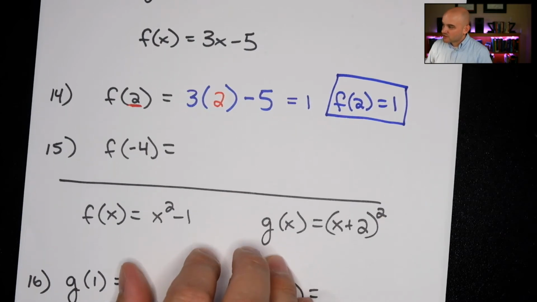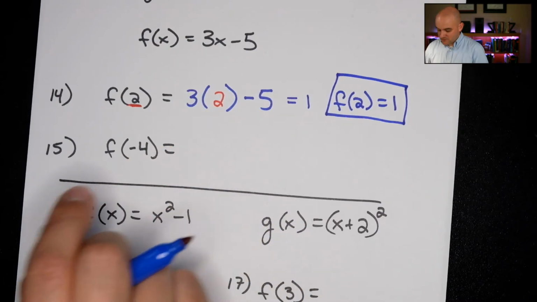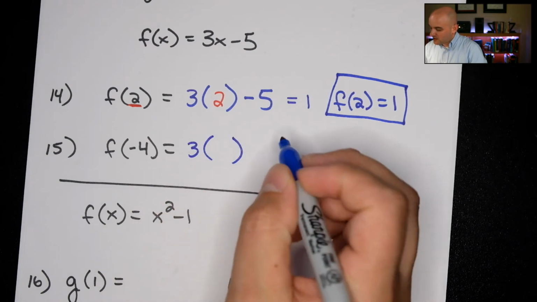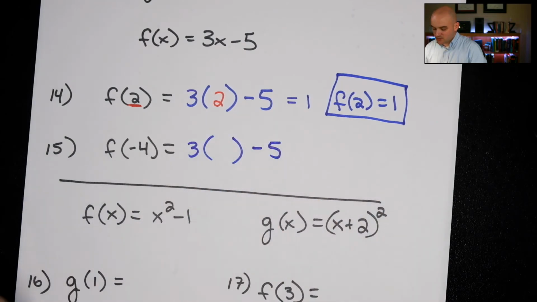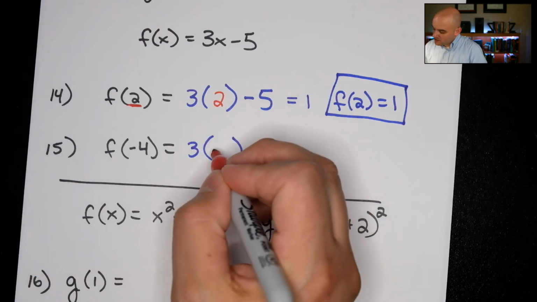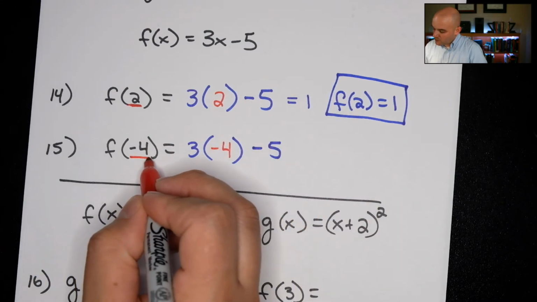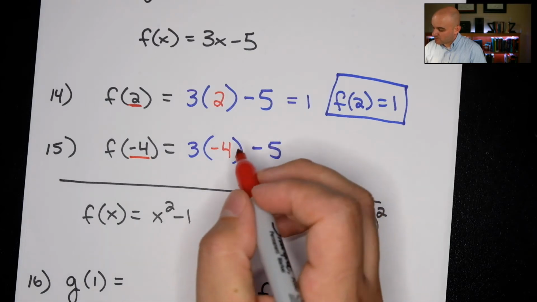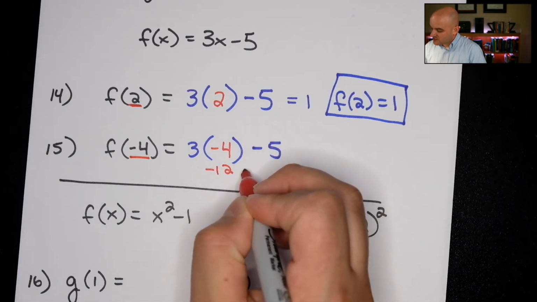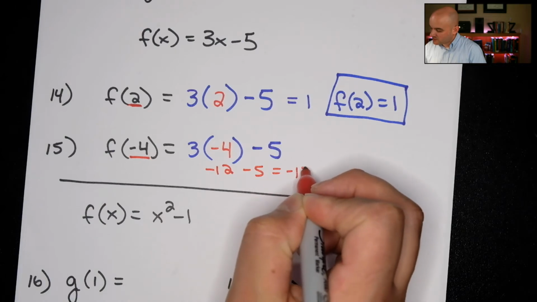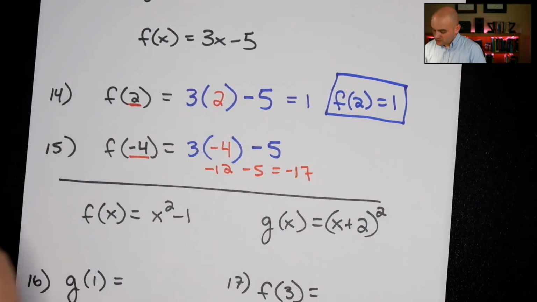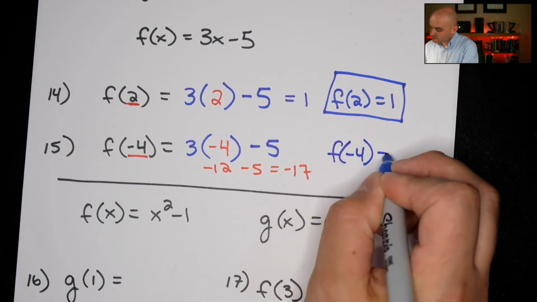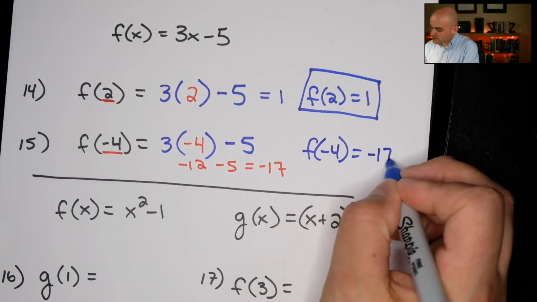All right, try the next one. The f of negative 4. So once again, I'm going to rewrite the function, and everywhere I see an x up there, I'm going to put a set of parentheses, and then I'm going to substitute in what I'm supposed to be substituting in, and evaluate using order of operations. So this becomes negative 12 minus 5, which equals negative 17. So once again, we can say that the f of negative 4 is equal to negative 17.